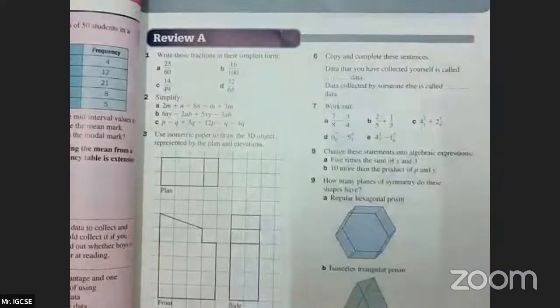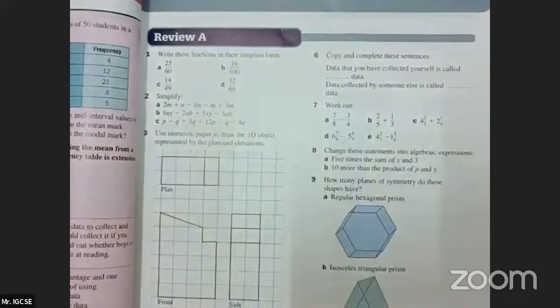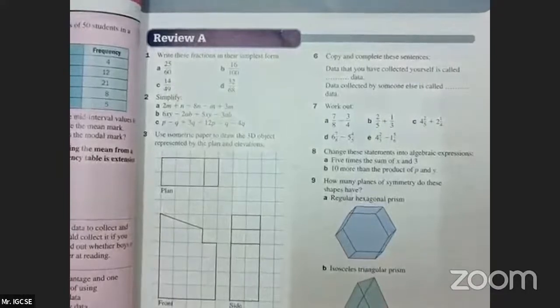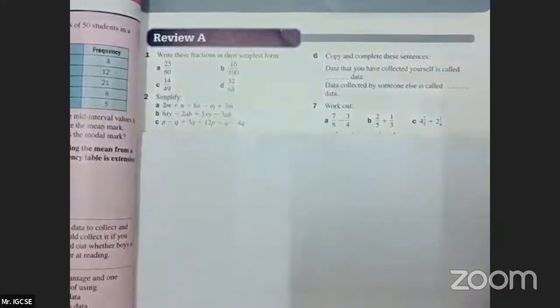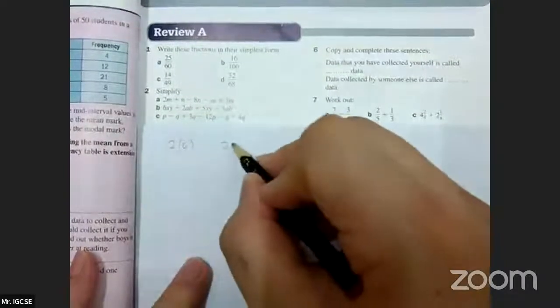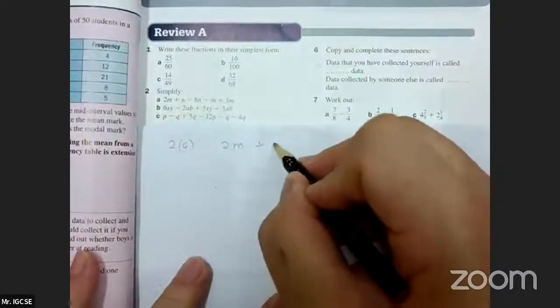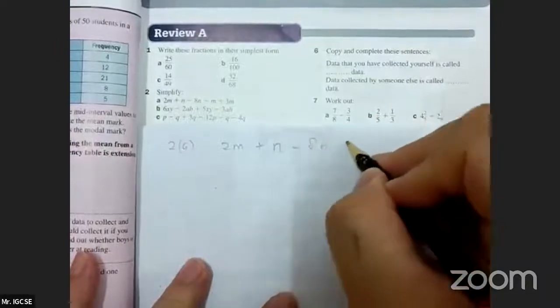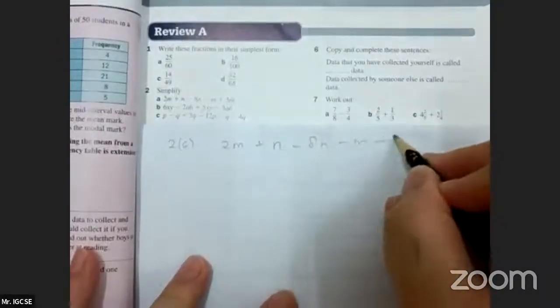And then we do the next one, another simplification, which is not about numbers, but about grouping together the unknowns. So we have 2m plus n minus 8n minus m plus 3m.